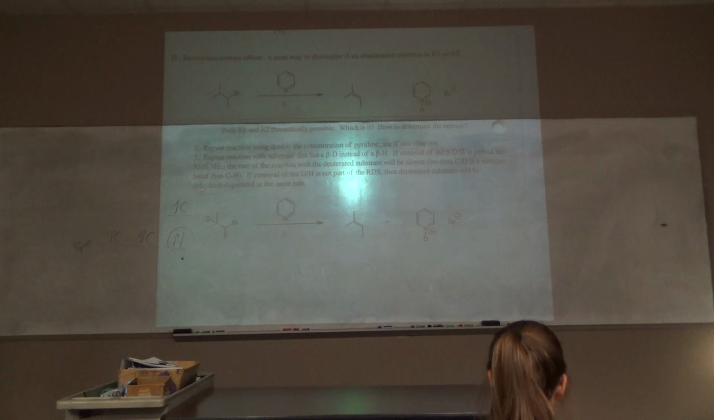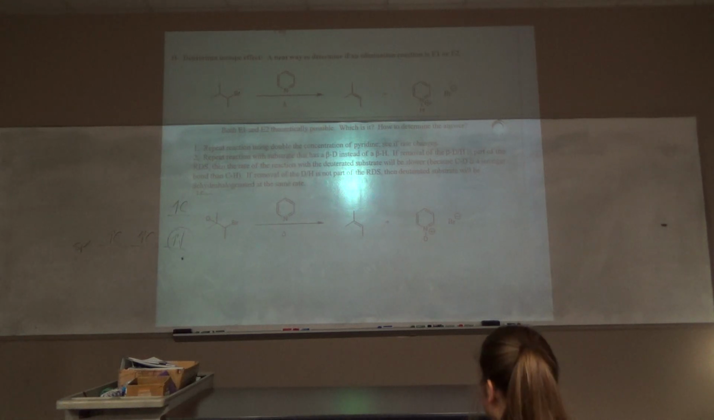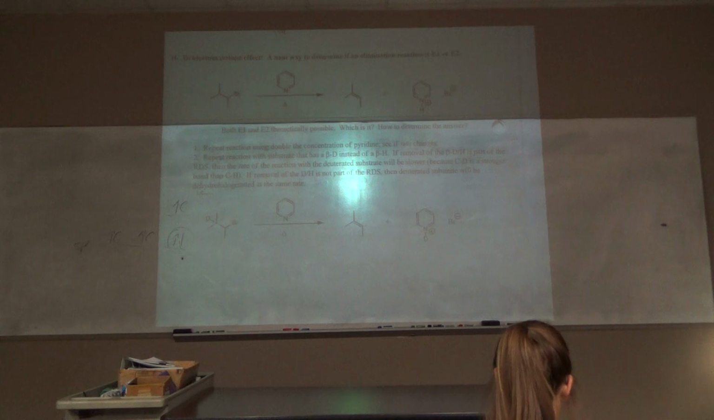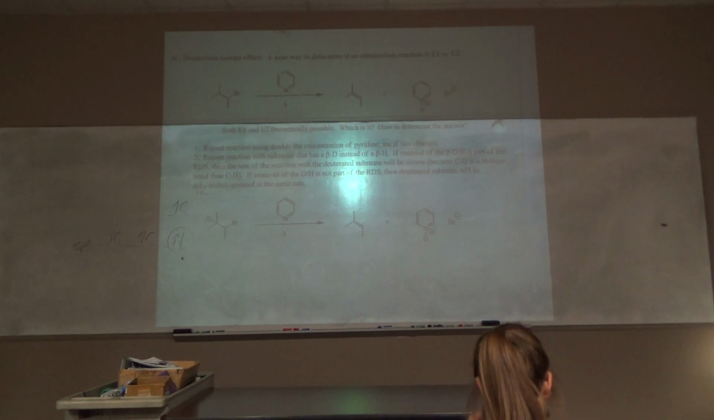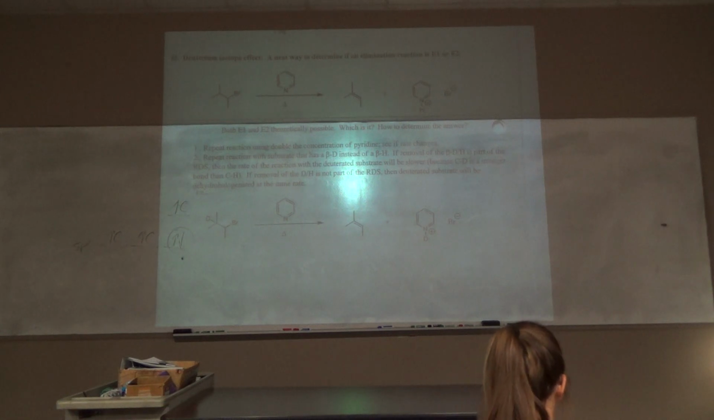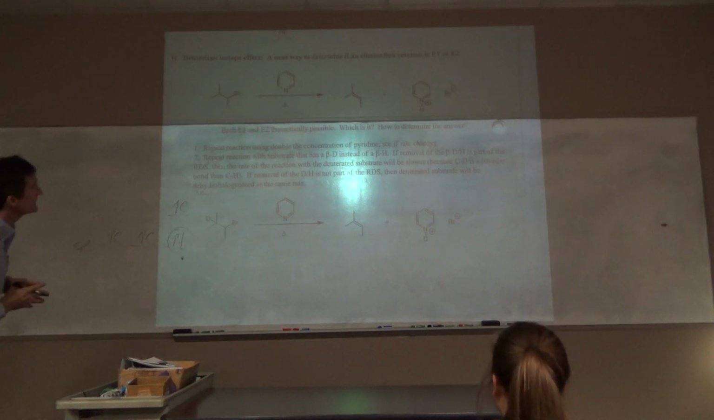Okay. Can an sp2 lone pair be basic? Yes. The answer is it's borderline. If it's borderline, is the mechanism E1 or E2? Hard to tell if the base is borderline. Would you like to know another way to tell? Yes. The deuterium isotope effect is a neat way to determine if the mechanism is E1 or E2.